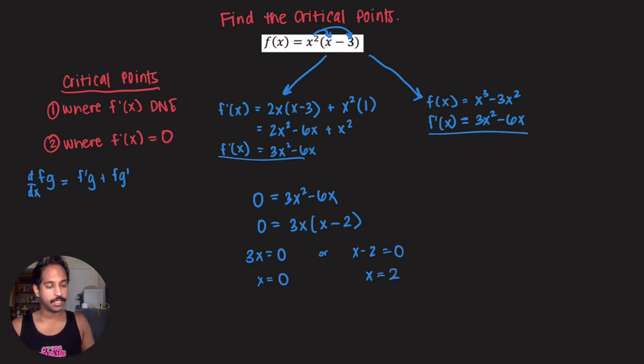And we find that these are the two critical points, x equals 0 and x equals 2. We don't know exactly what's happening there, but we do know that something special might be happening here with this function at these 2 points, x equals 0 and x equals 2.